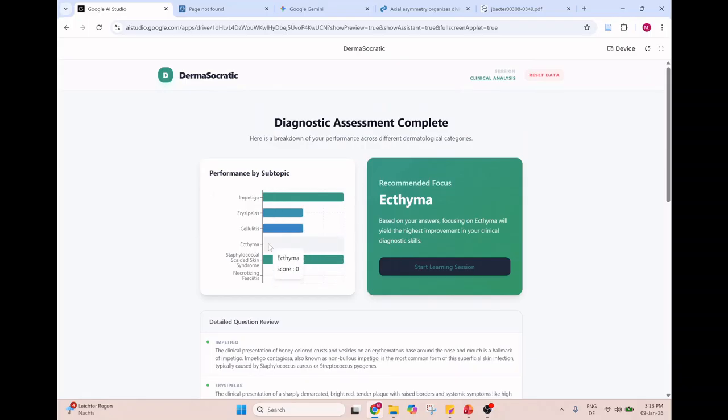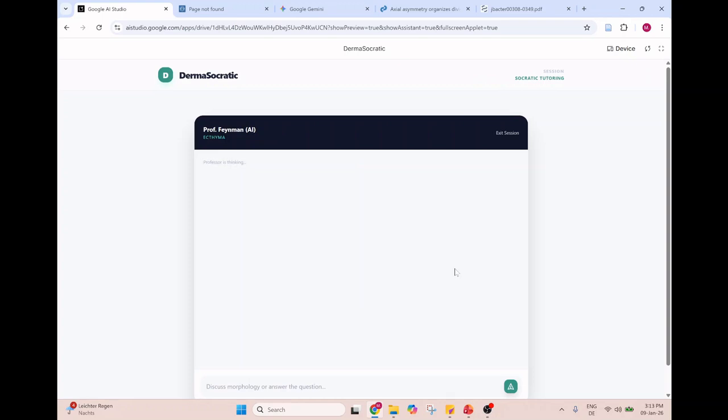Here, kind of a score summary, and then it will suggest, okay, you're essentially missing a lot on this subtopic, so eczema in this case, and now we will dive into an actual learning session. So let's look at this.